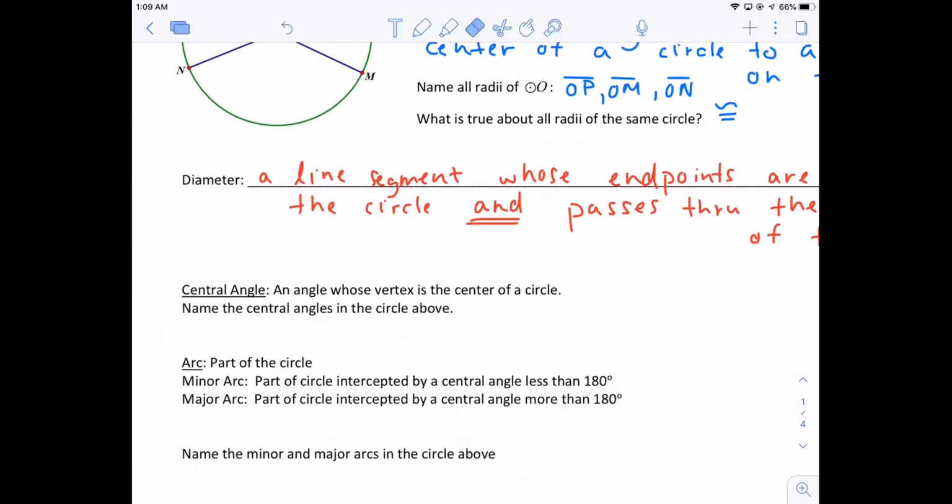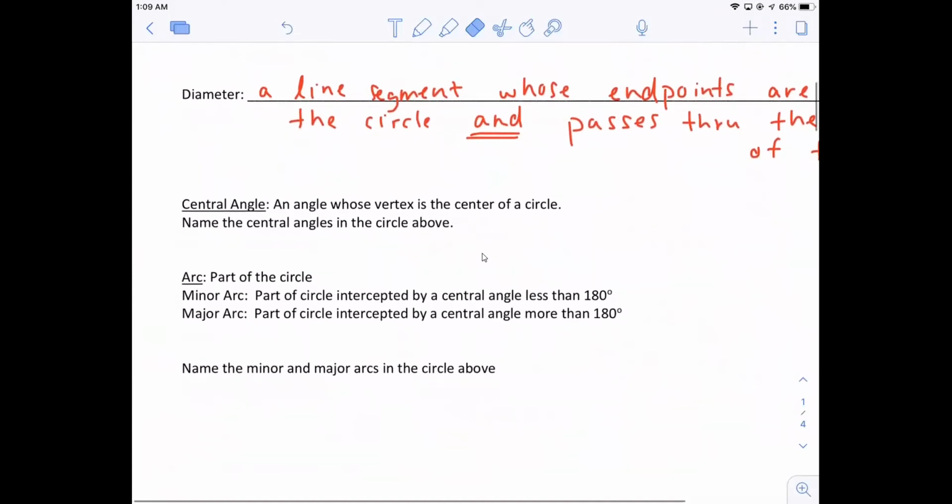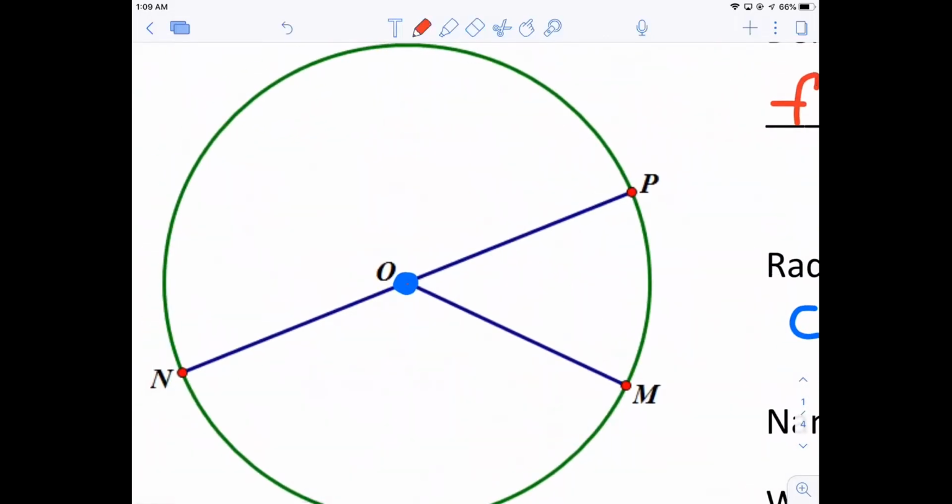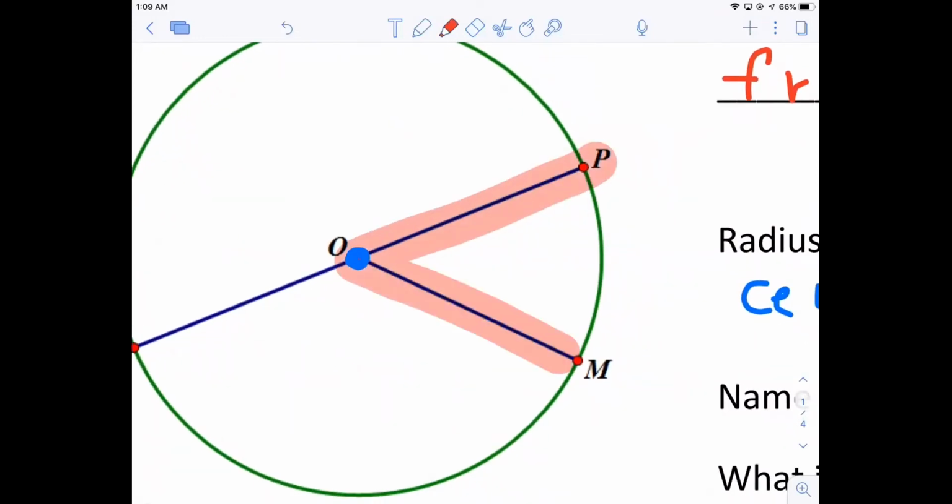All right. So next, our big one, what is a central angle? A central angle is an angle whose vertex is the center of a circle. So here's an angle, POM. The vertex of this angle is the center of the circle. So our central angle here would be POM, and there's the measure of that angle.